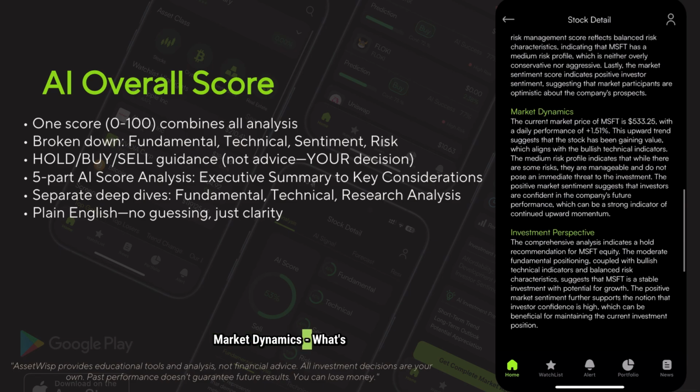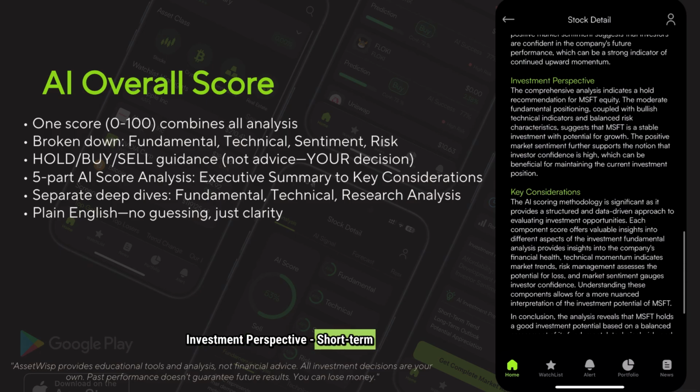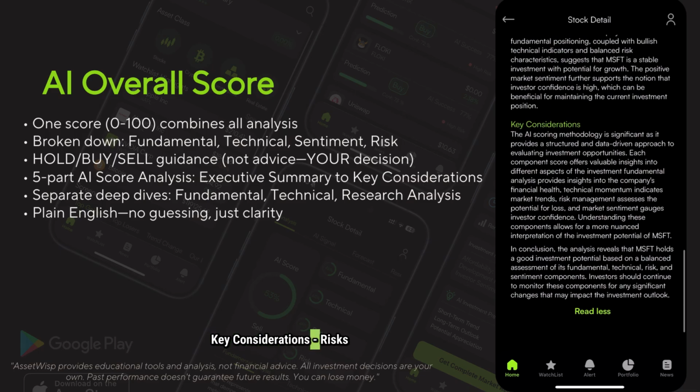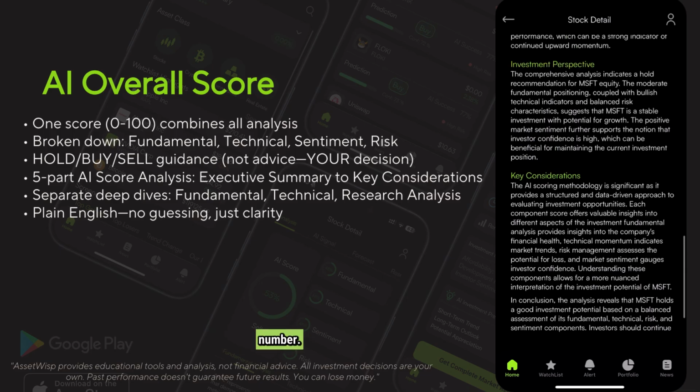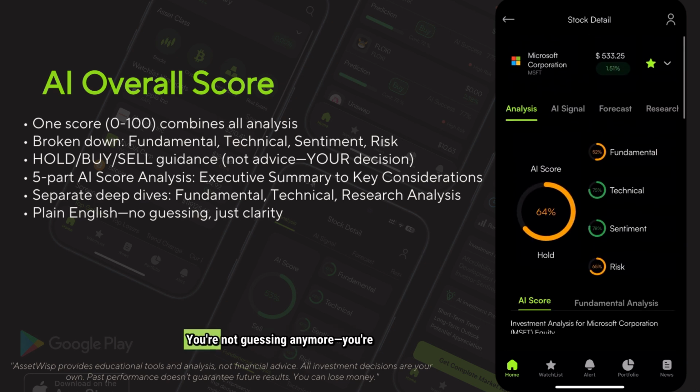Market dynamics, what's moving the stock, sector trends, market conditions, recent catalysts. Investment perspective, short-term versus long-term outlook, what kind of investor this might suit. Key considerations, risks to watch, catalysts to monitor, what could change the thesis. That's not just a number, that's actionable intelligence. In plain English, you're not guessing anymore, you're informed.